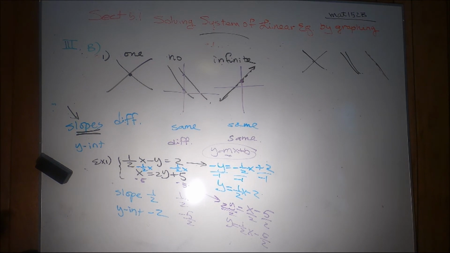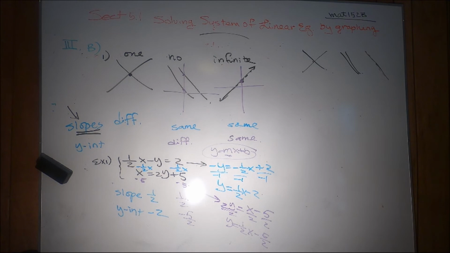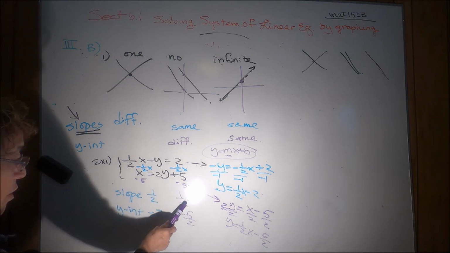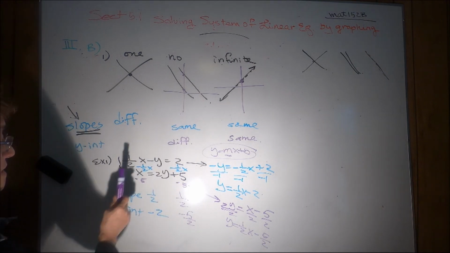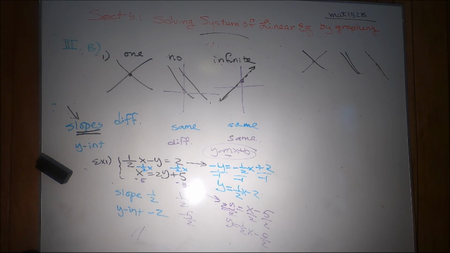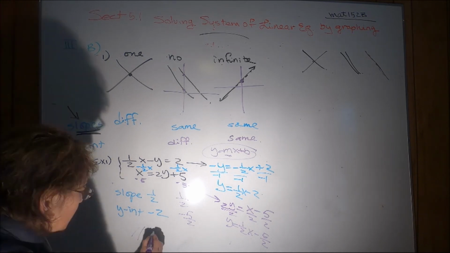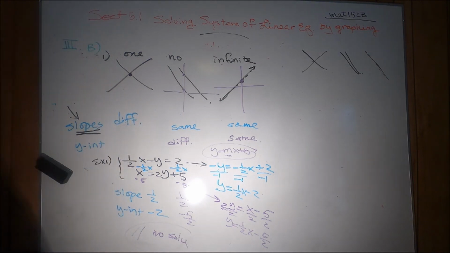So what does this one tell me? They have the same slope, but they have a different intercept. That means what? These two lines are parallel, and there's no solution for the first one. Right?